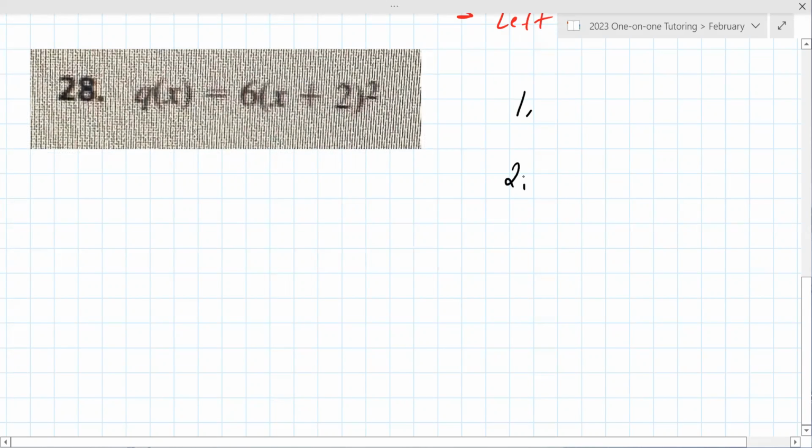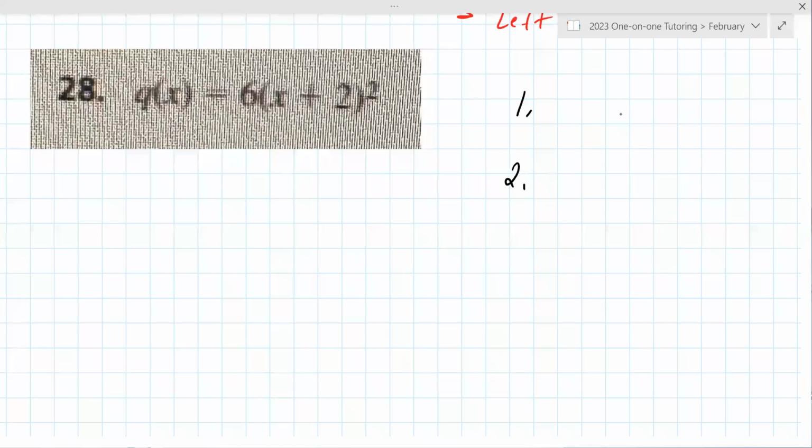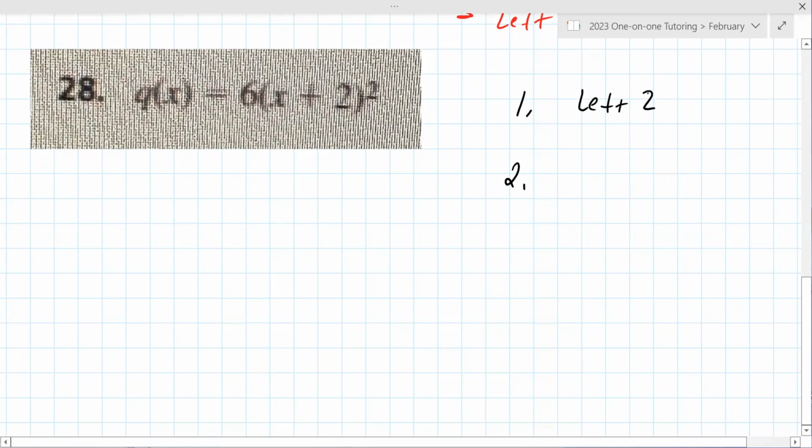New problem here, number 28. What do you got here? Move to the left 2. Okay. And vertical stretch by a factor of 6. Okay.